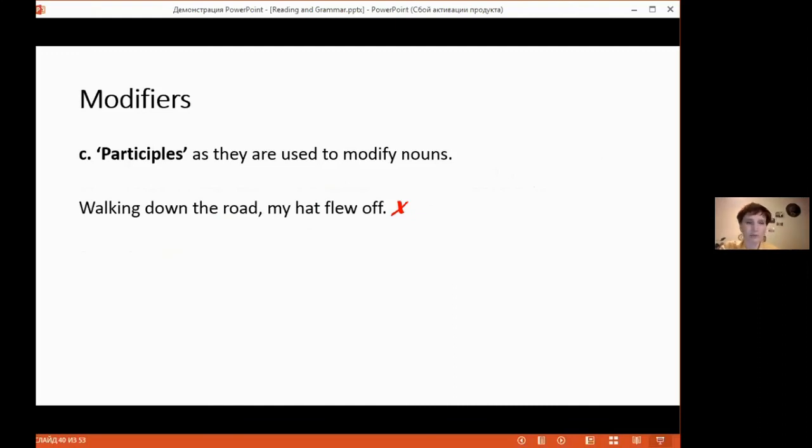So participles can also be modifiers. They can modify nouns. And I would ask you to identify the problem with this sentence. Again, so point to the incorrectly used modifier, please. What's the problem? And how can we correct? How can we improve the situation?